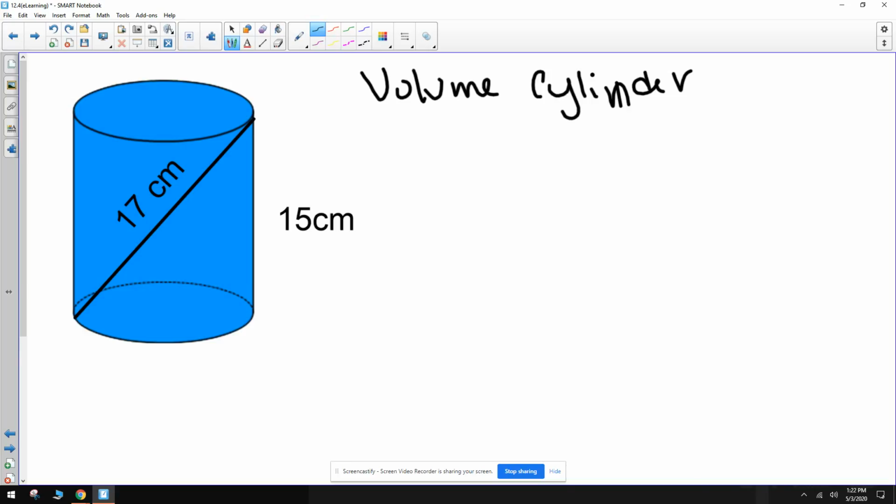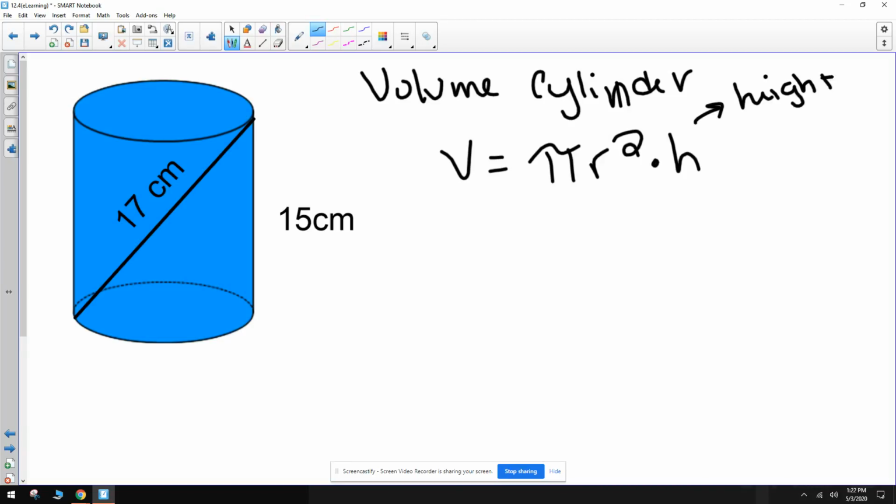All right, so my volume formula for a cylinder is pi r squared times height. Again, this is the height of the 3D solid. So I need that height and I need the radius. Well, I have the height right here, 15 goes from here to here. So that's my h. And I need my radius. I do not have a diameter or a radius. But what I do have is this line that goes from here to here.